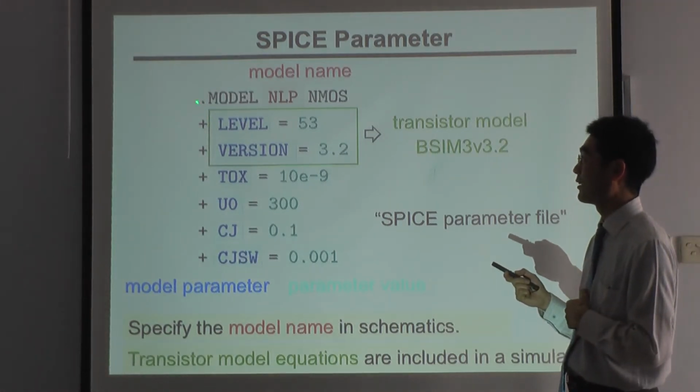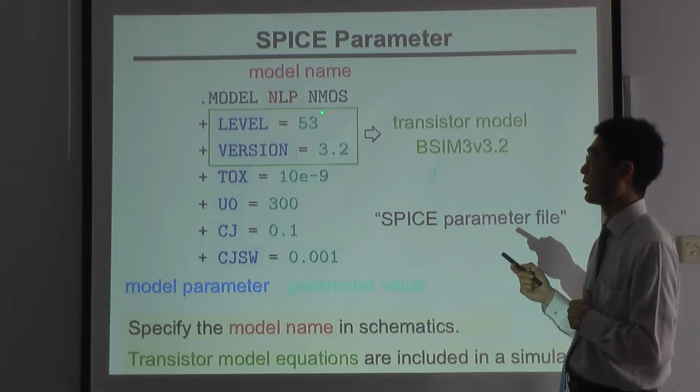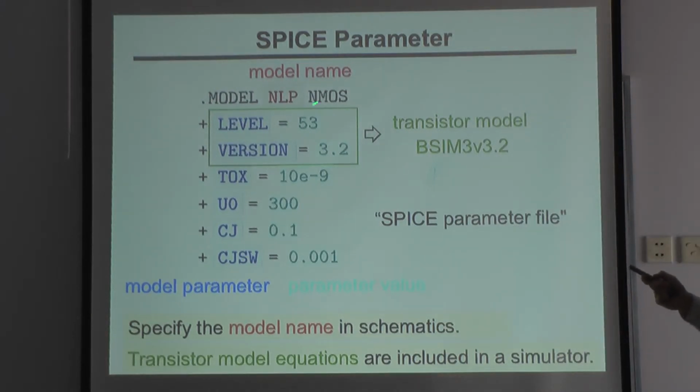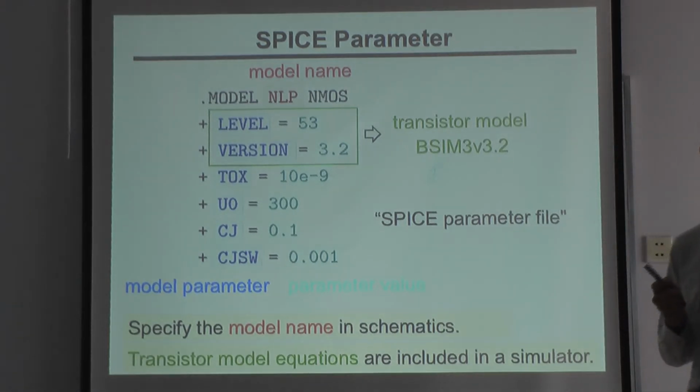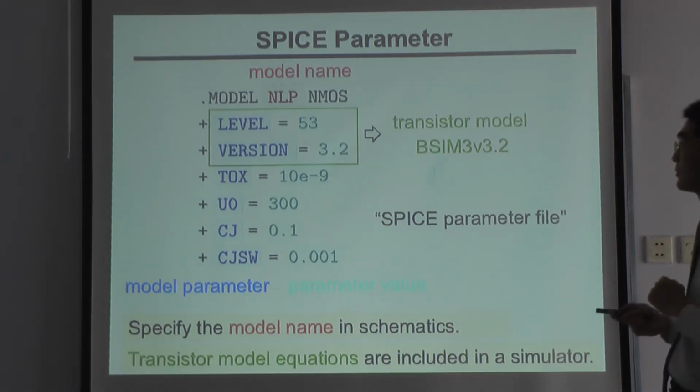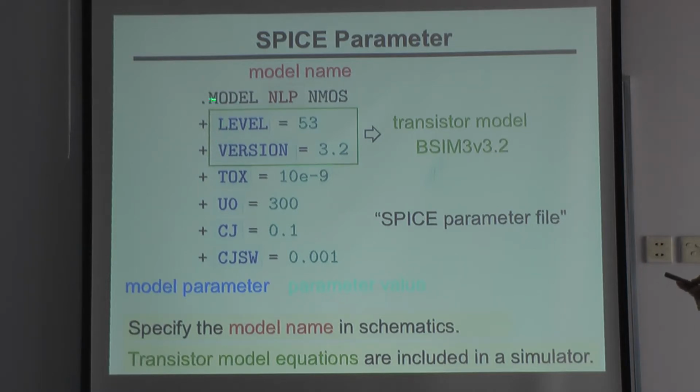The first line says .model something NMOS. This is the model name that we have to put on transistor symbols. In the transistor symbol properties, there is a model name, and we have to put this name on that item. The first thing it shows is level equals, for example, 53, and version equals 3.2. This means we are using transistor model BSIM3 version 3.2.